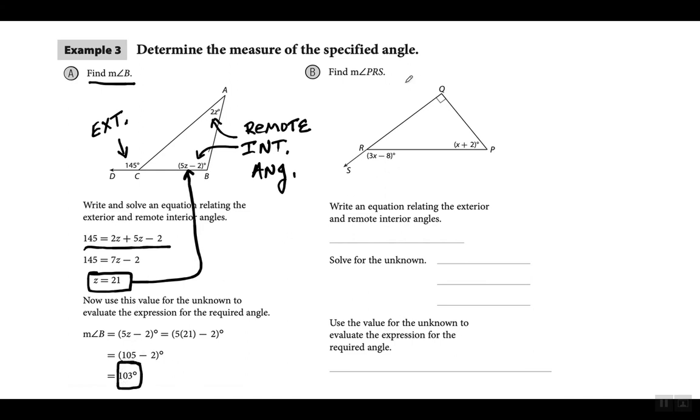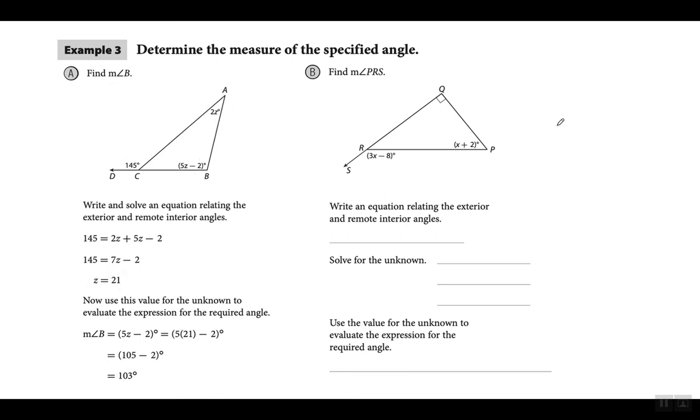Alright? Let me do example B from scratch here so you could see, so you can follow along, okay? Vamos a hacer el ejemplo B. Alright, so this right here is the exterior angle. Este es el ángulo exterior. And these two are the remote interior angles. Estos dos son los ángulos interior remoto.